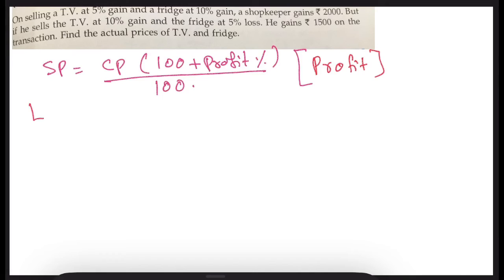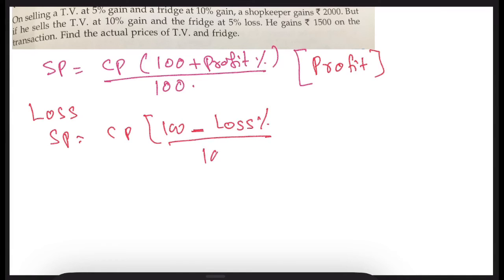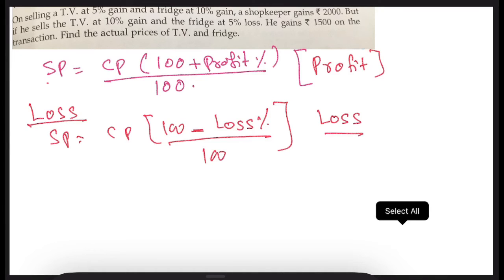Okay, so in case of loss, what we are doing? SP equals CP into (100 minus loss percent) upon 100. This is in case of loss. Now these are the formulas. SP equals CP into (100 plus profit) upon 100, that is in case of profit. In case of loss, SP equals CP into (100 minus loss percent) upon 100. That will be the loss case.